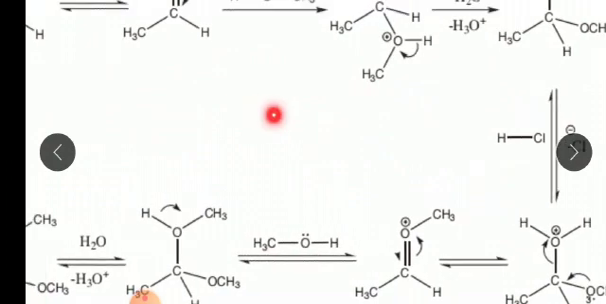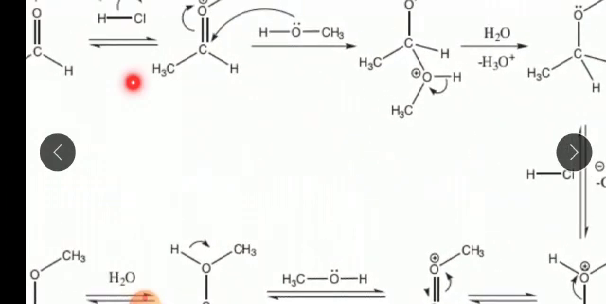Once again, the same steps should be followed. What will be the first step? HCl: in this HCl, hydrogen is added. Then methanol is added. Then once again the H is removed.